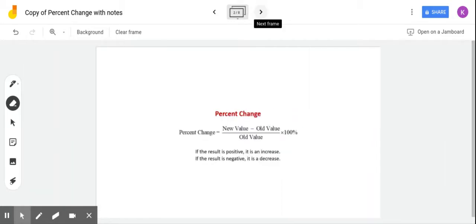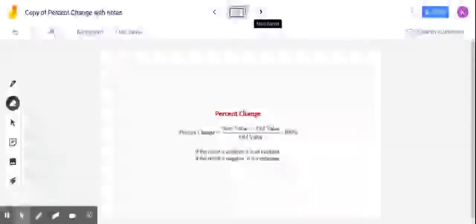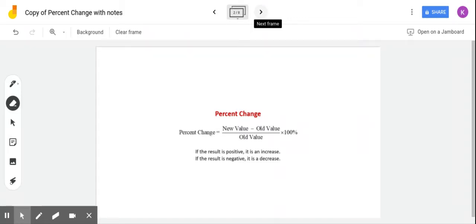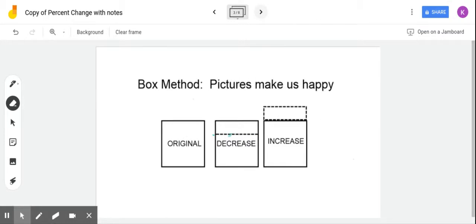Okay. So another way of saying this is finding the percent of the change. Did it change up or did it change down? And here's a formula that's used to find that. Instead of using that formula, I'm going to show you how to do this with the box method or picture method.